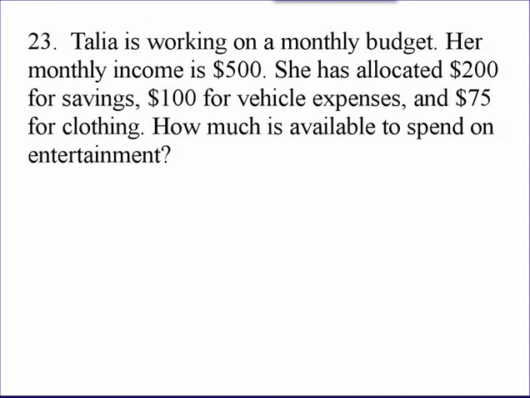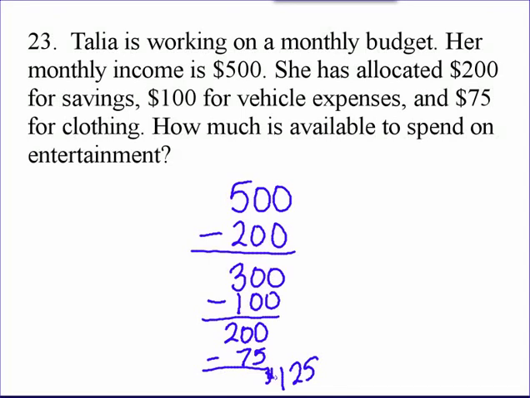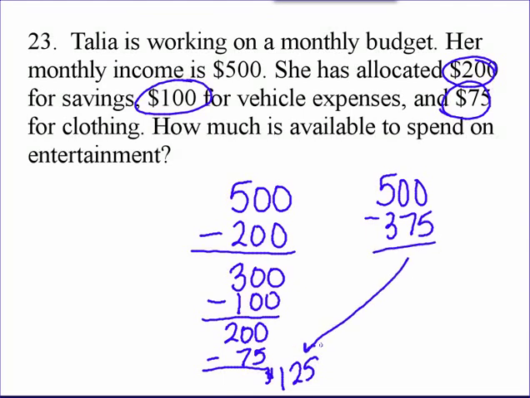Now, how you solve that is she starts with 500. We're going to subtract 200 for the savings. That leaves 300 left. We're going to subtract 100 for the vehicle expenses. That means she's got 200 left. We're now going to subtract 75 for clothing. That's going to leave us with $125. Now, what you could have done is add up the 200, the 100, and the 75, in which case you get 375, right? And you could have done 500 minus 375, in which case you're still going to get 125. Doesn't matter. You'll still get the same result.